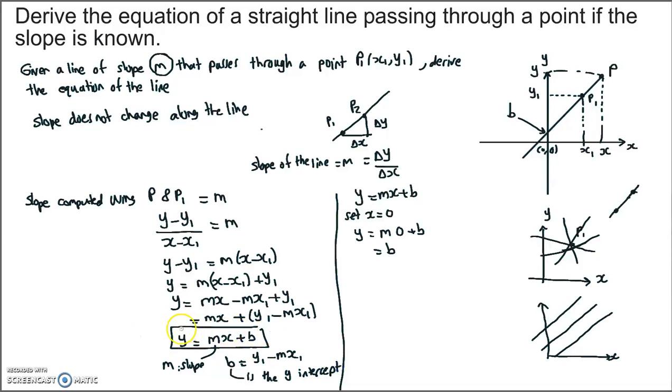So this is the equation of a general straight line, y equals mx plus b. The constant term that's multiplied by x is the slope of the line, which we call here m. The constant term that's added is the y-intercept. It is the place where the straight line intersects the y-axis.